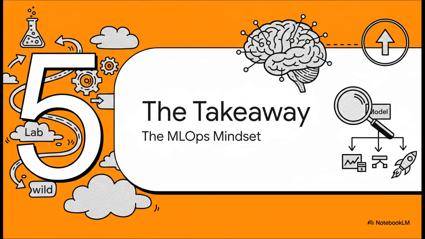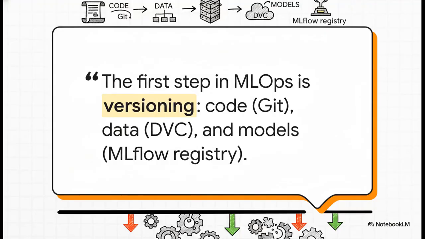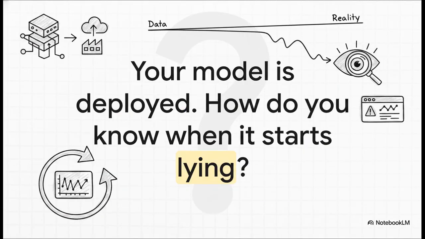Phew. So, after that whole journey, from the pristine, clean lab all the way to the chaotic wild of production, what's the core mindset? What's the big takeaway from all this MLOps stuff? Look, if you remember just one thing from all this, let it be this. MLOps begins and ends with versioning. You have to version your code with something like Git, version your data with tools like DVC, and version your models with a registry like MLflow. If you don't do that, reproducibility is just a fantasy, and your entire MLOps practice is basically built on a foundation of sand.